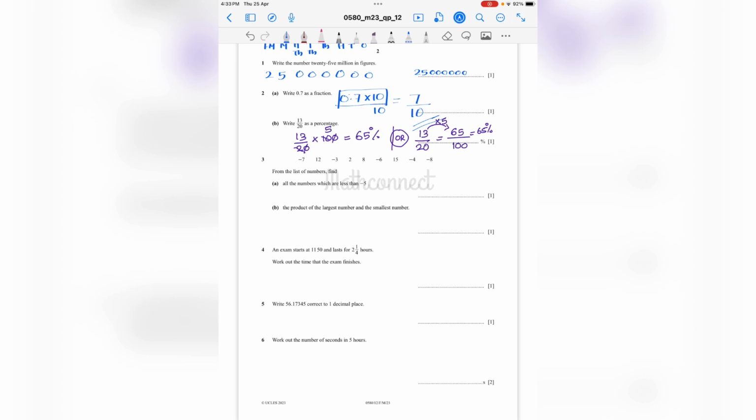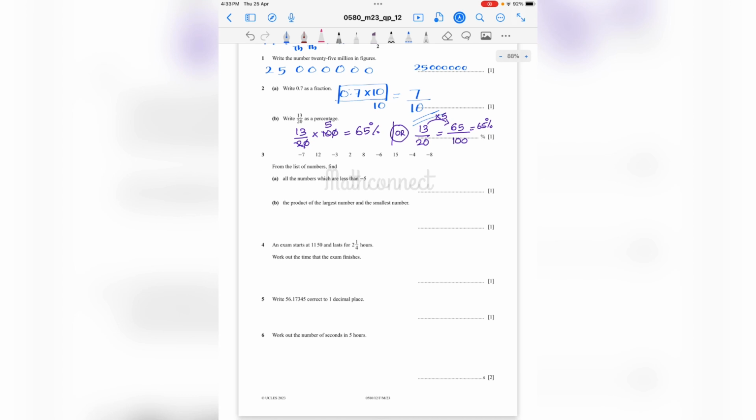So let's move to question number 3. From the list of numbers, find all the numbers which are less than -5. Before we work on this question, I just want to quickly walk you through the number line. 0, 1, 2, 3, 4, -1, -2, -3, -4. How the number line works is that as we move to the right, the value of the numbers increases. As we move to the left, the value of the number decreases.